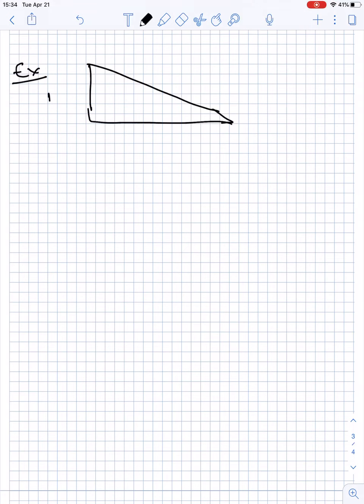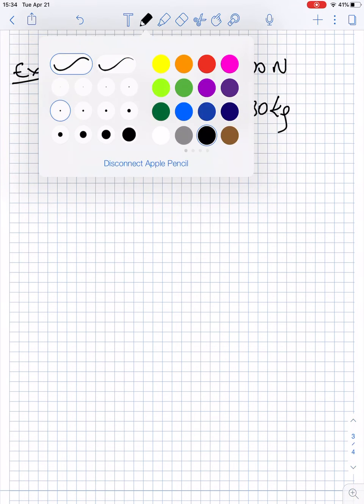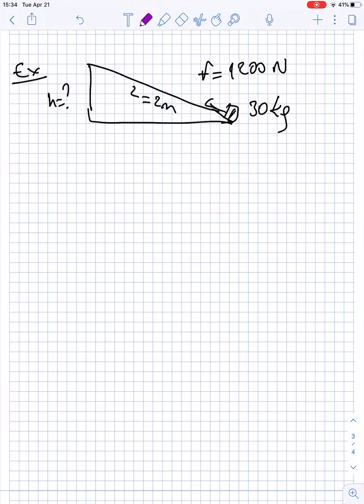This is also our inclined plane, simple machines. The height of the inclined plane we don't know. Length is 2 meters. Here we have an object, and the object is 30 kilograms. If I apply F of 1200 Newton, calculate the height of the inclined plane. Our formula, which ones are parallel? F and L are parallel, mg and height are parallel.